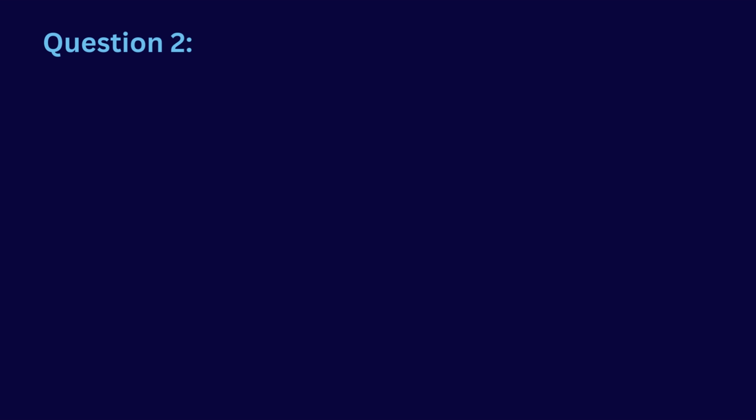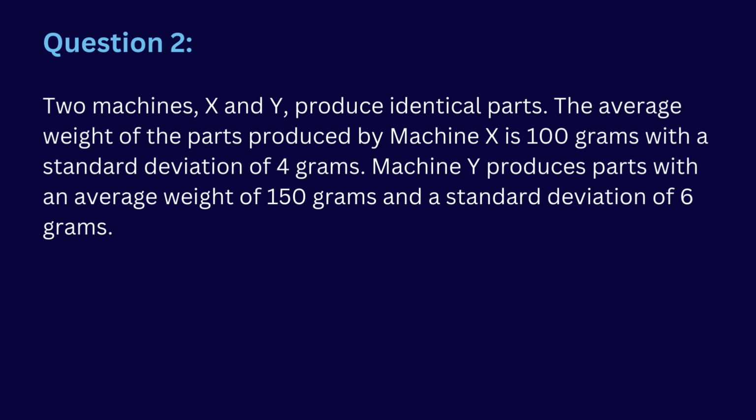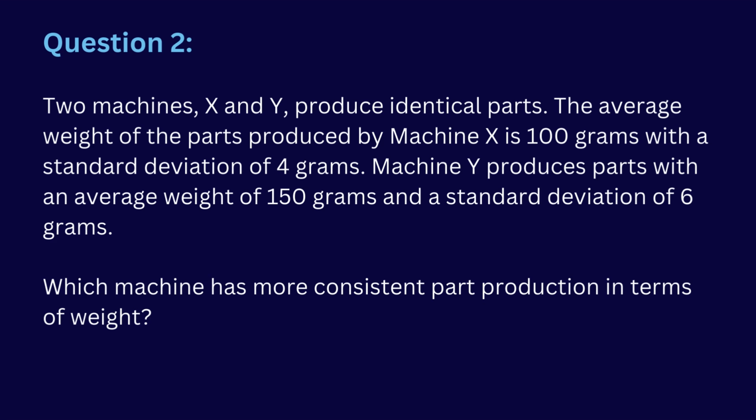Question 2. Two machines X and Y produce identical parts. The average weight of the parts produced by machine X is 100 grams with a standard deviation of 4 grams. Machine Y produces parts with an average weight of 150 grams and a standard deviation of 6 grams. Which machine has more consistent part production in terms of weight? I will give you 1 minute for this.